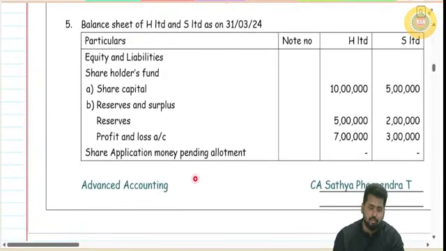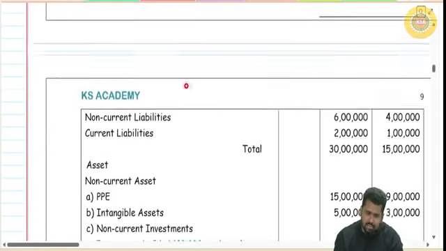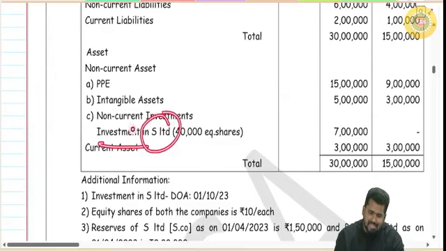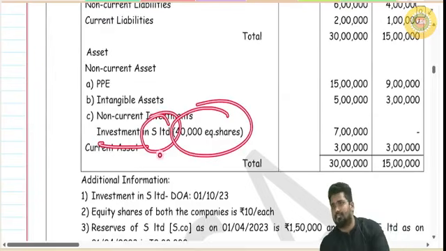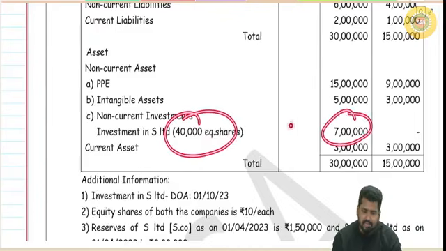Let's go to the 5th question. If you have any doubt, pause, just observe it, then do it once. Clear? 5th sum. Balance sheet of H Limited and S Limited as on 31st March. Investment in S Limited: this time the percentage is not given, they have given the number of shares. Clear? So we have invested for 40,000 shares, and we have paid 7 lakhs.